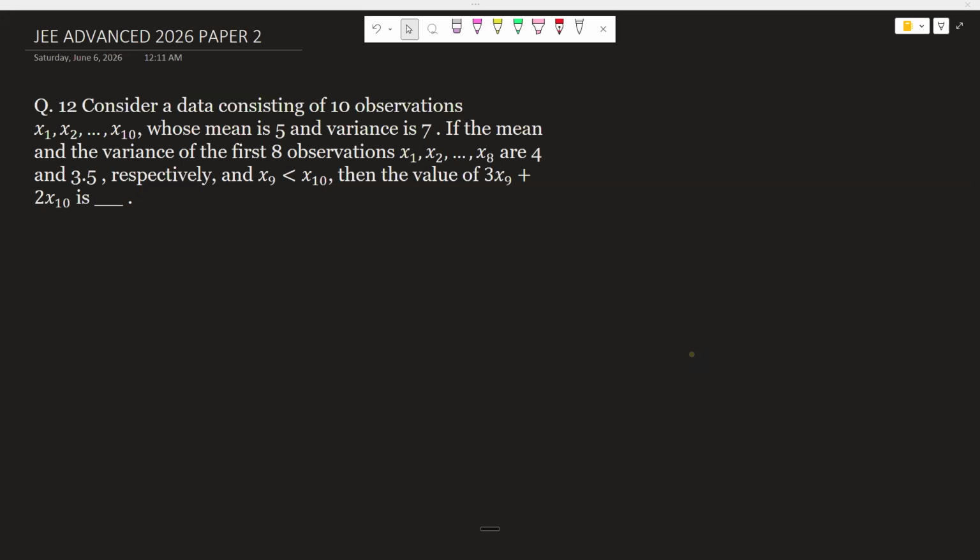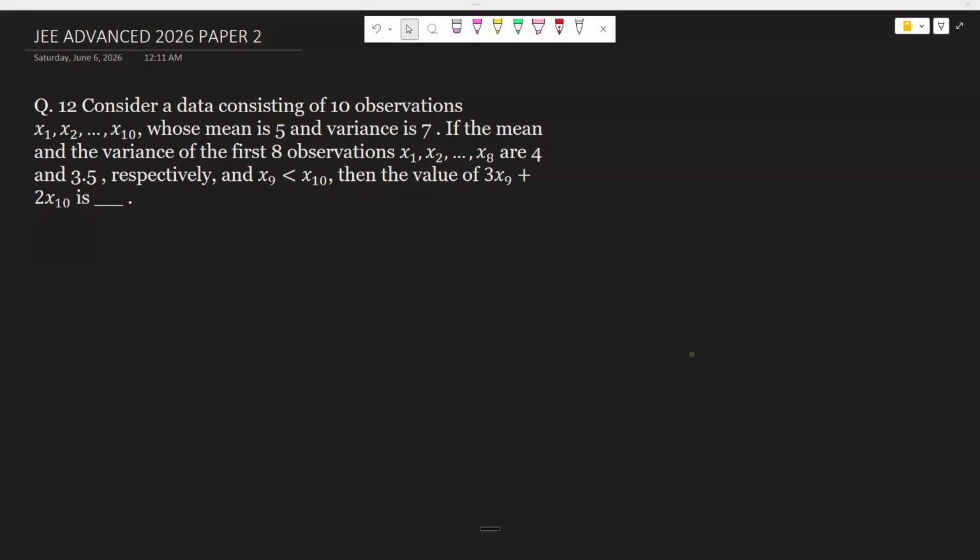Please read the question. Consider a data consisting of 10 observations, x1, x2, and so on up to x10, whose mean is 5 and variance is 7. If the mean and the variance of the first 8 observations are 4 and 3.5 respectively, and x9 is less than x10, then the value of 3 into x9 plus 2 into x10 is equal to how much?